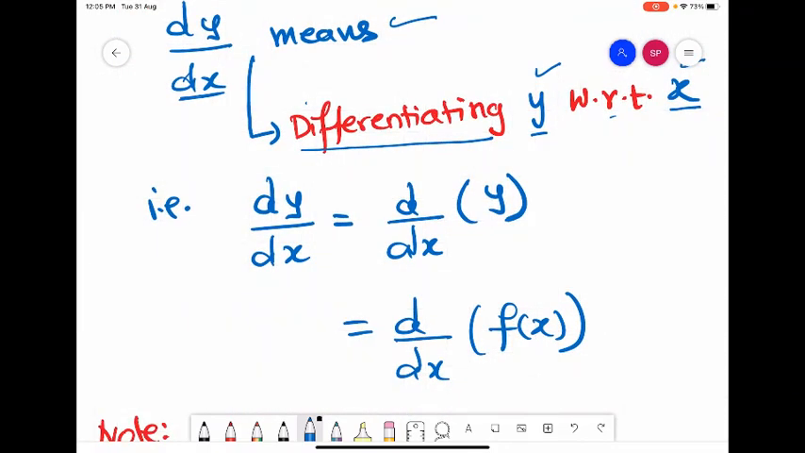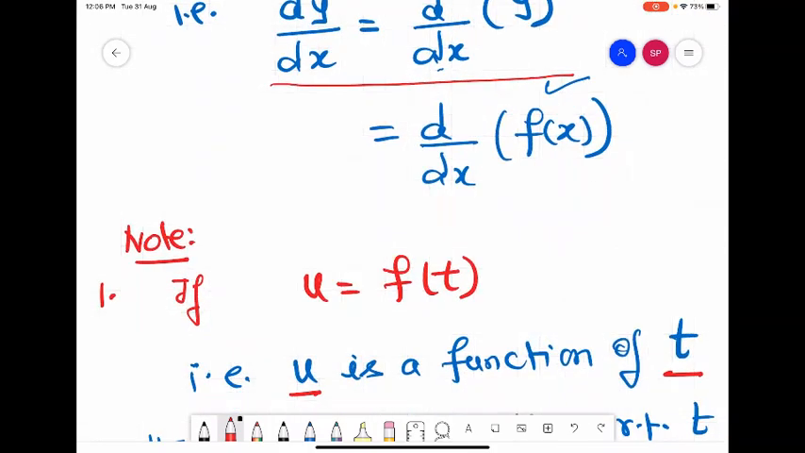dy by dx, or you can say d by dx, the derivative with respect to x of what function? y, or y is nothing but f of x. So that is what we mean by dy by dx, d by dx of y, differentiating y with respect to x.